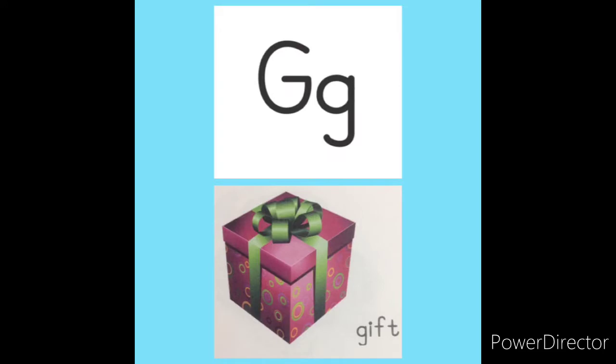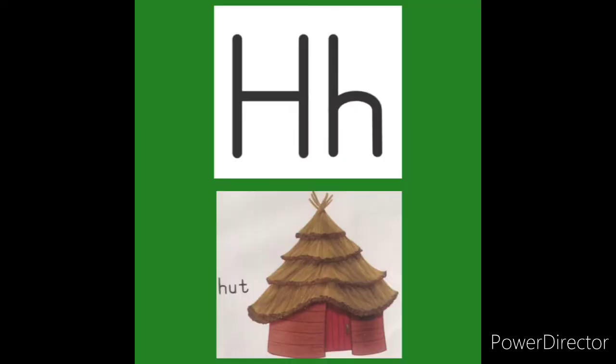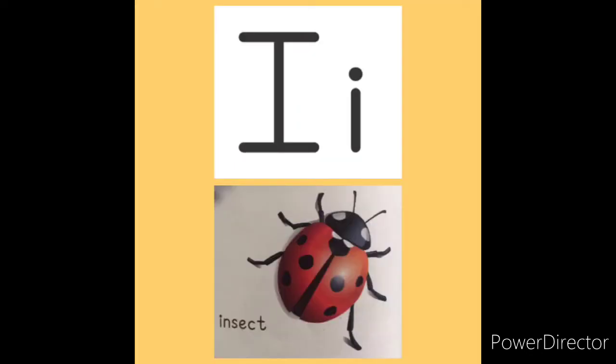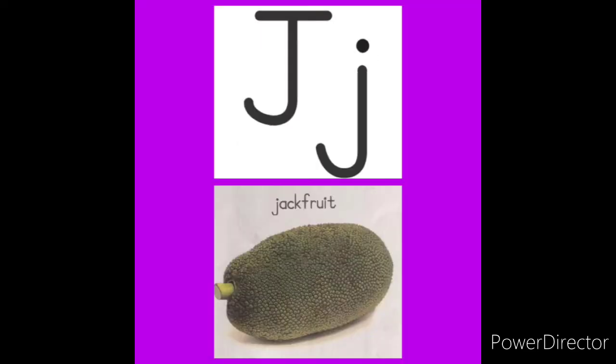Capital G, small g, Mama G, baby G for gift. Capital H, small h, Mama H, baby H for heart. Capital I, small i, Mama I, baby I for insect.